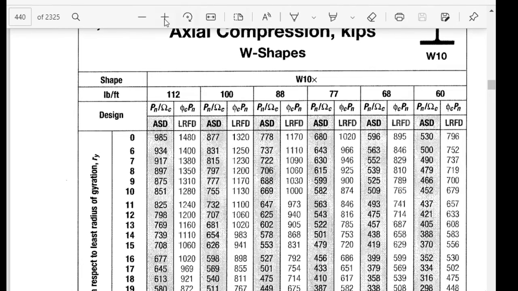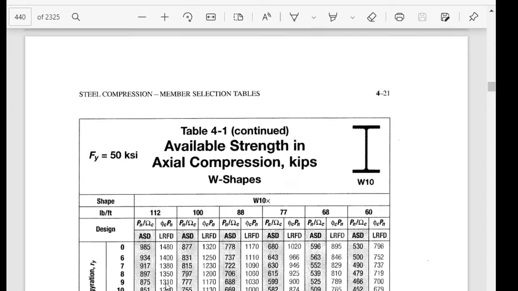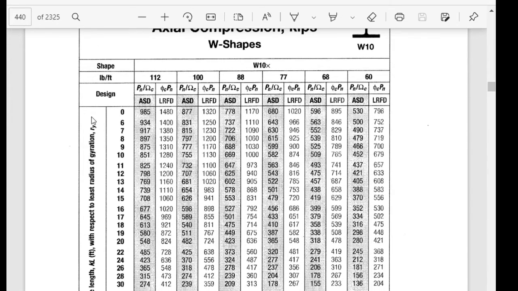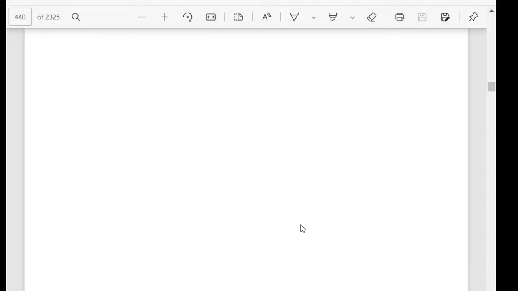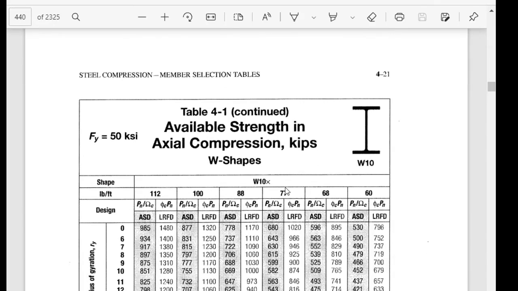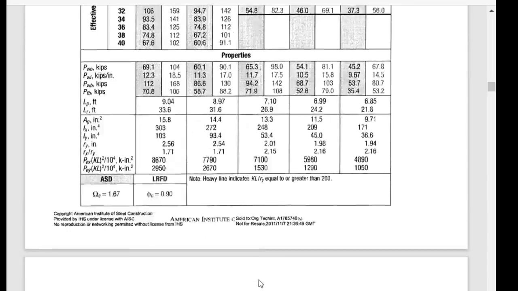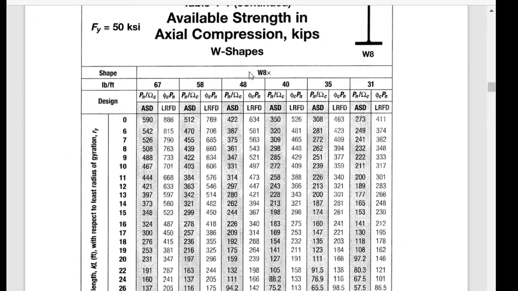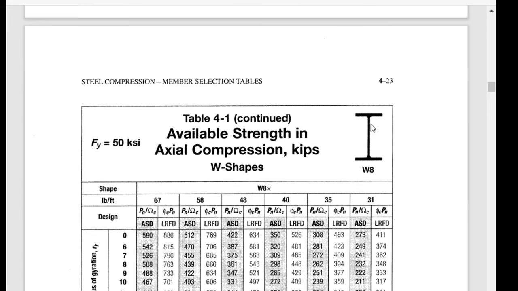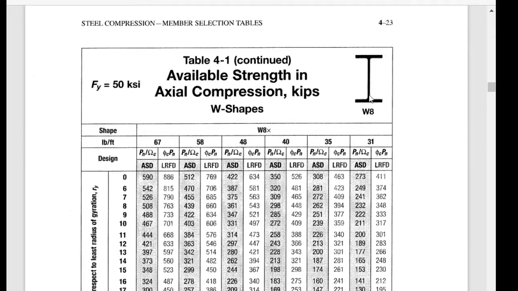So we have here Table 4-1. This first column is the KL, beginning with the smallest. The highest here is W14 in terms of depth, and the smallest is W8, meaning its height is 8 inches.